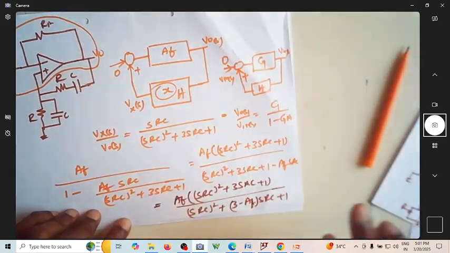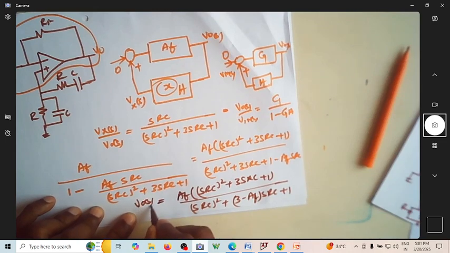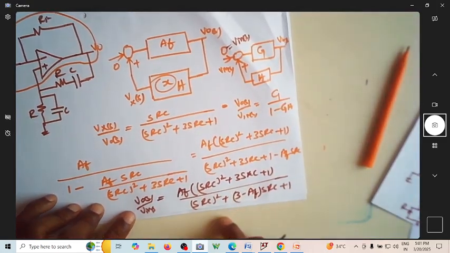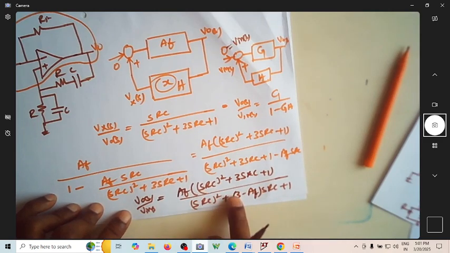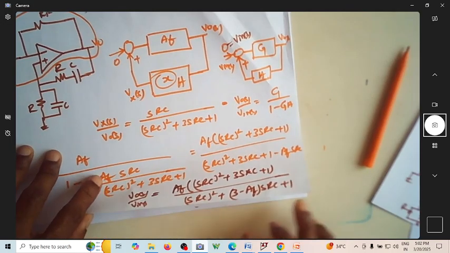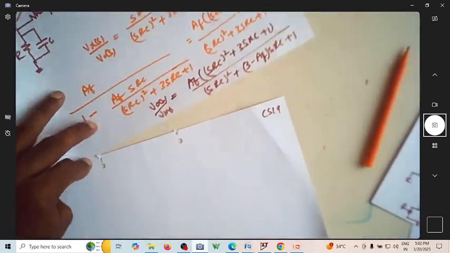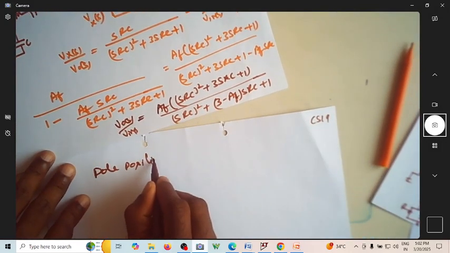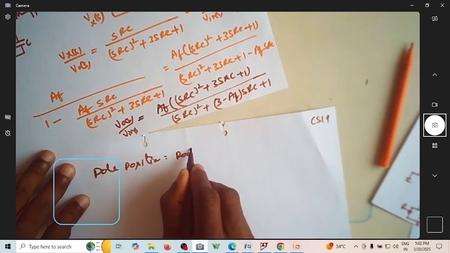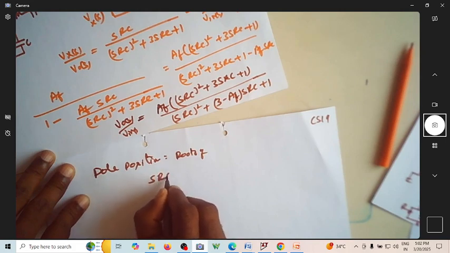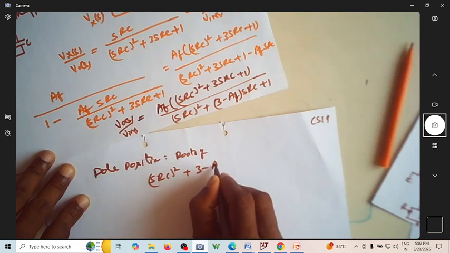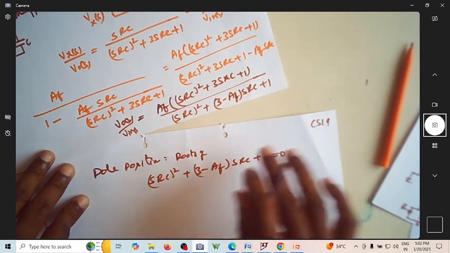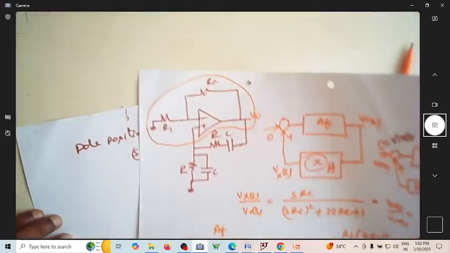Of course, let us not give any input here. So it's actually V naught of S by V in of S. So let us, for the timing, say it as V in of S. Now this is a transfer function. Where are the poles? The pole position is nothing but the roots of SRC whole square plus 3 minus AF into SRC plus 1 equal to 0. So what are the roots of this? You'll get it. So now we will consider an example.